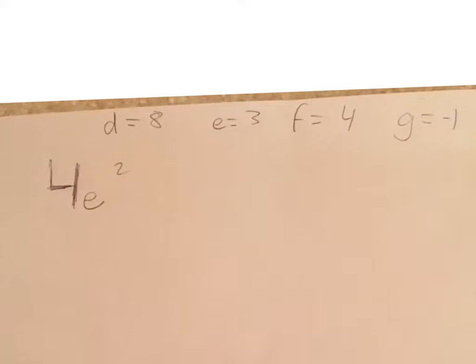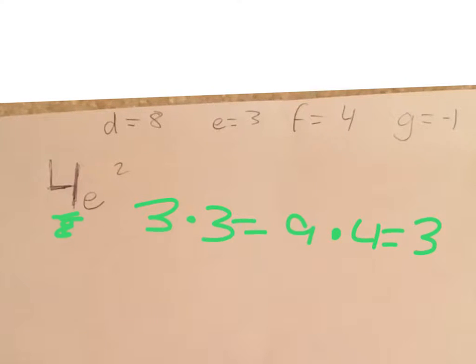So this equation is 4e to the power of 2. And what you have to do is you have to do e, which equals 3, times itself. So the 2 would be the amount of times. So it would be 3 times 3 equals 9. Then you have to times that by 4 because of right here. So that 9 times 4 equals 36.